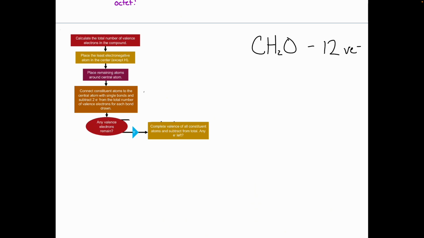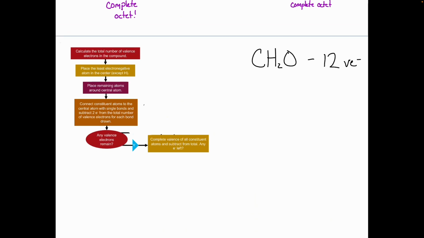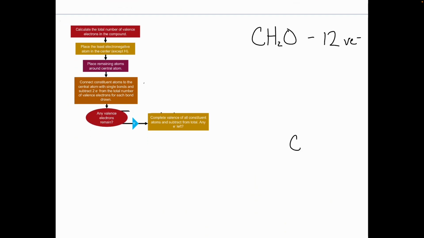So we total this up. We got 12 electrons. Which is going to be my central atom here in this compound? The carbon. You'll notice that 99.9% of the time, the central atom is listed first. The one big exception that comes to mind is water. But 99% of the time, our central atom is the one that's listed first in our formula. So I'm going to put my hydrogens and my oxygen around my central carbon.